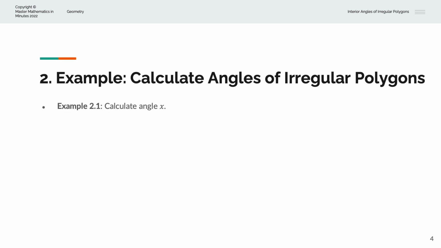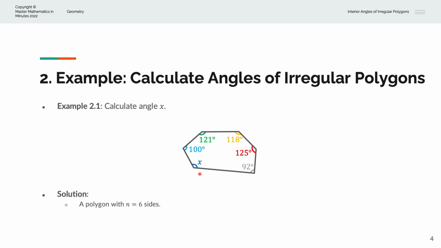In the first example, we're asked to calculate the angle x, and we're given a polygon with 6 sides. 1, 2, 3, 4, 5, 6. And we're asked to calculate this angle x. And this is an irregular polygon because the sides are not of equal length. So, we have a polygon with n equals 6 sides.